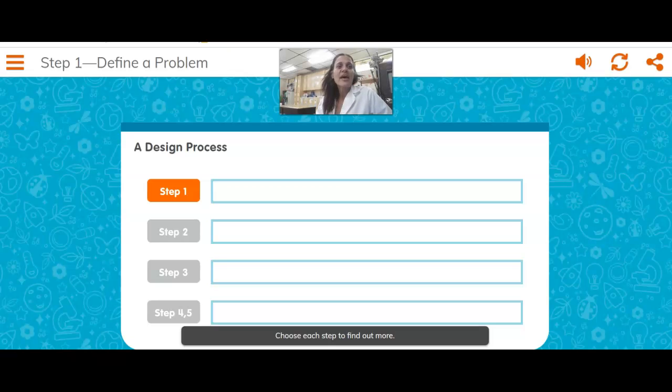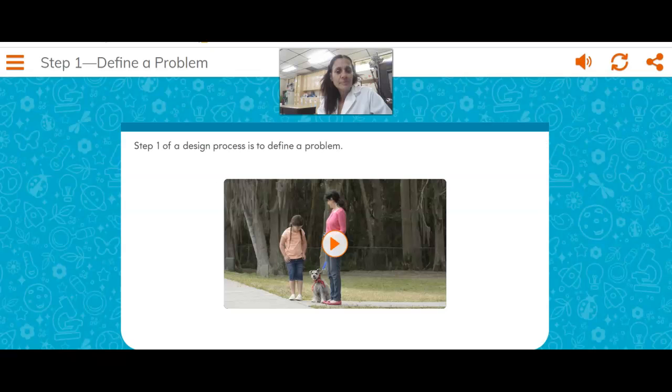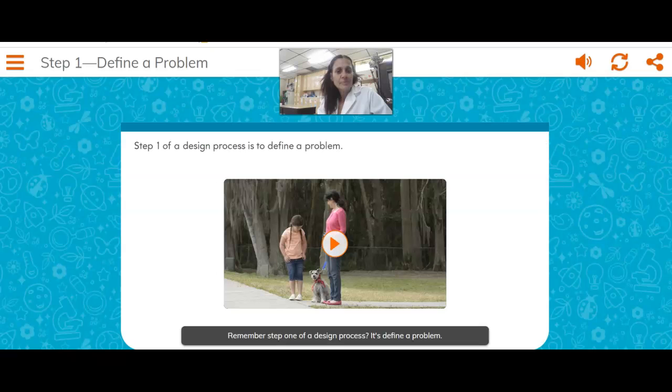But let's start with the first step of an engineer, which is to define the problem, find the problem, and ask questions about it. Let's see if we can click to the next thing. A design process is a plan with steps that helps engineers find good solutions. Remember step 1 of a design process? It's define a problem. Play the video to explore what happens at this step.